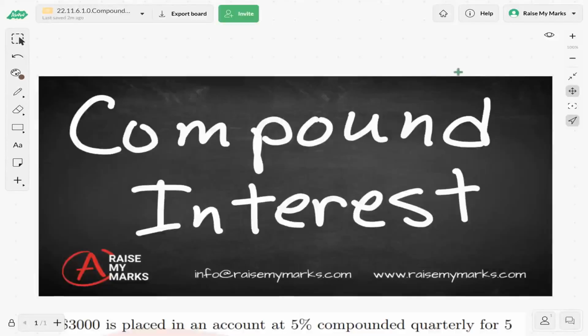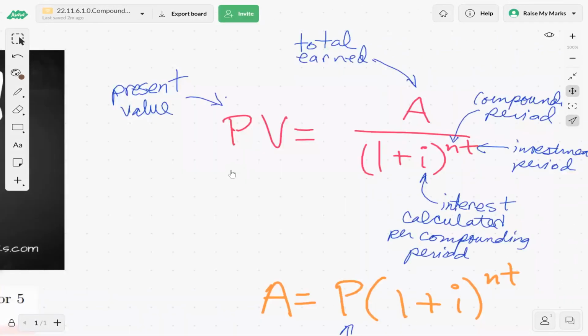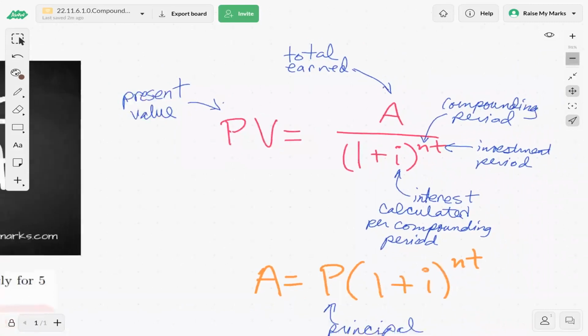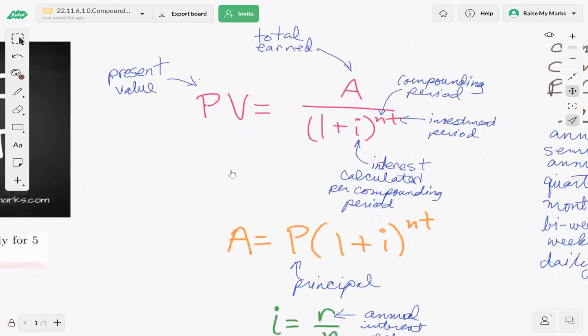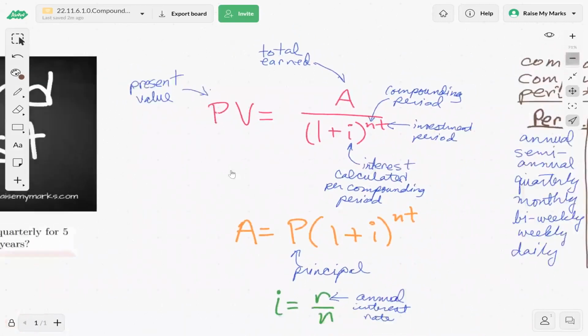Hello. So today we're looking at compound interest. Before we get into the problems, let's have a look at the formulas involved with compound interest, or the ones we'll be looking at. The main one is this red one right here: PV equals A over (1 plus I) raised to the power NT.